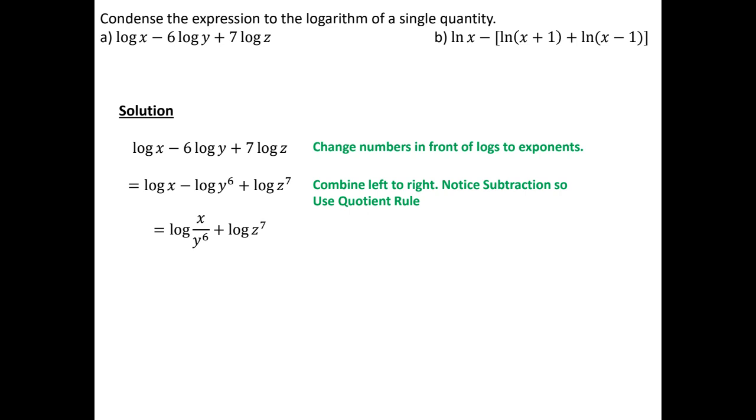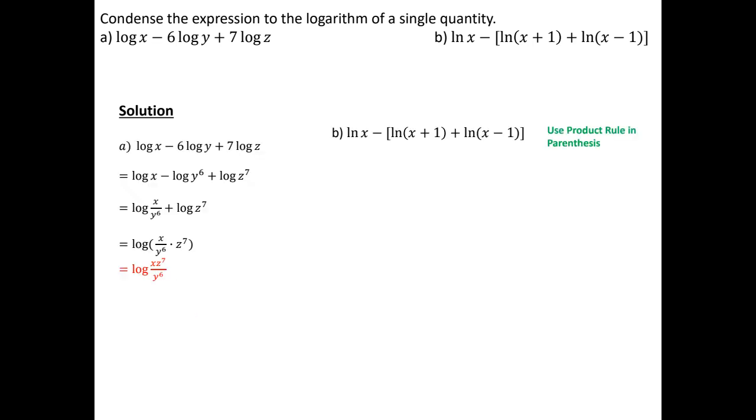Now you see that I have just two logs and they're being added. This is the product property or product rule: when I have two logs with the same base, I am going to multiply the inputs. So I'm going to multiply x over y to the 6 times z to the 7. Let's simplify by multiplying those two fractions together. So this gives me the log of base 10 of x times z to the 7th divided by y to the 6th. Okay? All right, let's do the next one.